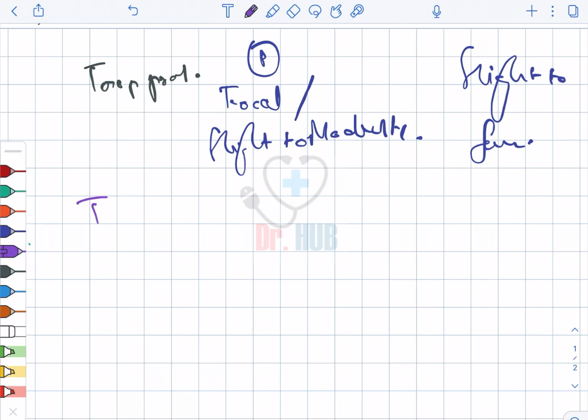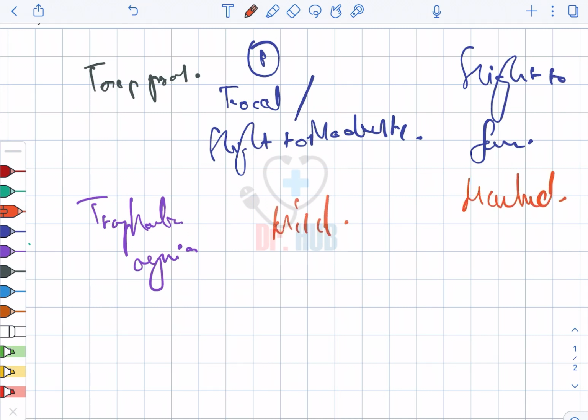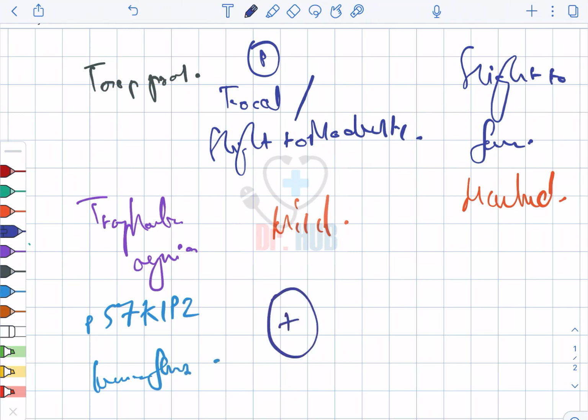Then going ahead with the trophoblast atypia. Trophoblast atypia is mild in case of partial mole, and in case of complete mole, it is marked. Then we have the P57KIP2 immunostaining. Here in partial mole, it is positive, whereas in the complete mole, it is negative.